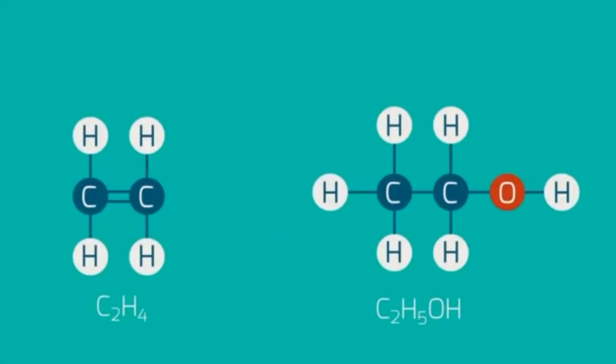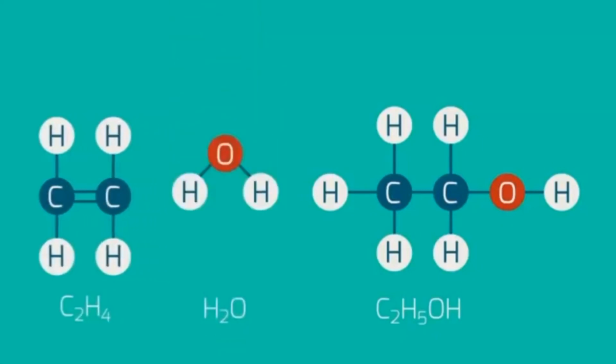Now look at the numbers of each atom on both sides. Can you think of a very common molecule we can add to ethene to produce ethanol? Again, pause and think, then resume. Well, the answer is the good old water molecule.